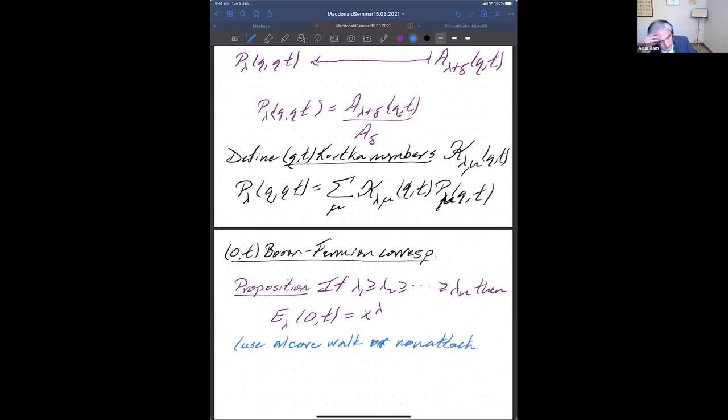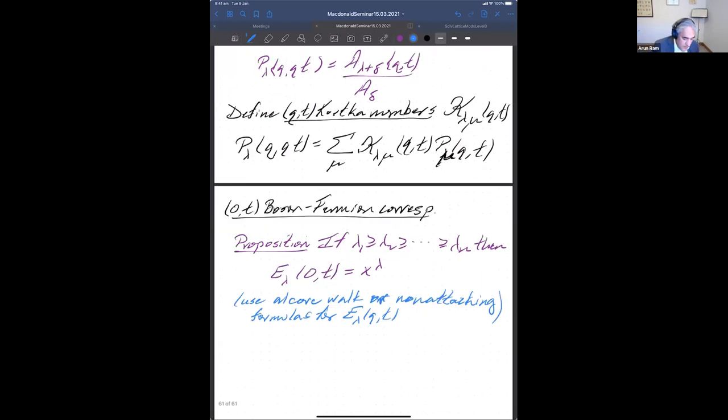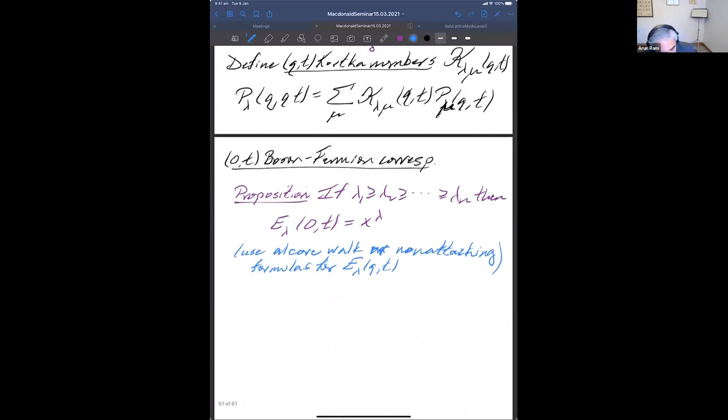I haven't really tried to do it directly from the recursion. It may be possible to use formulas for E mu to deduce this, but I would like a better proof. So if somebody discovers a nice slick proof of this fact, then that would be nice.